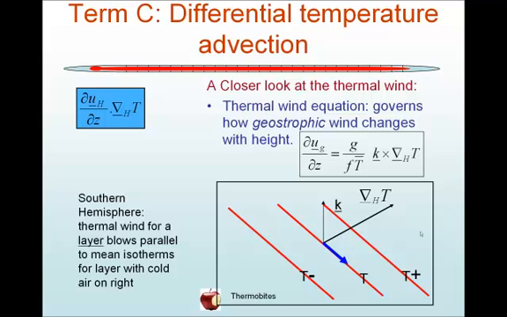If we consider a thin layer of atmosphere, the dUg/dz is equal to g on f T bar, where T bar is the mean temperature of that layer, k cross grad H of T, the horizontal temperature gradients. That's illustrated graphically in the figure below, where the mean isotherms are running from northwest to southeast, and so the gradient of the horizontal temperature field is pointing to the northeast. Because f is negative in the southern hemisphere, this means that the thermal wind, the wind shear of the geostrophic wind, runs parallel to the isotherms with the cold air on the right.